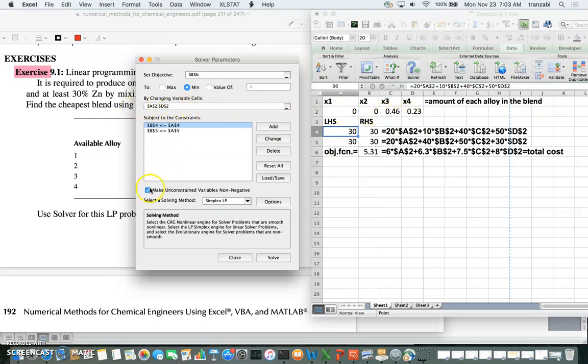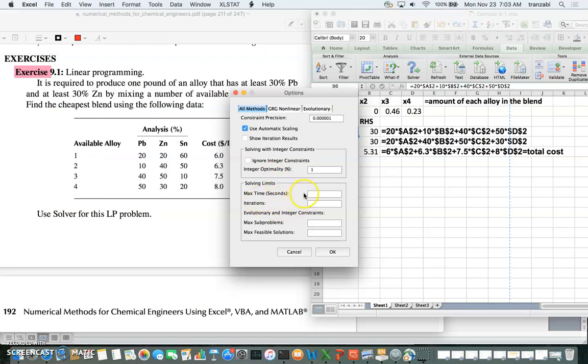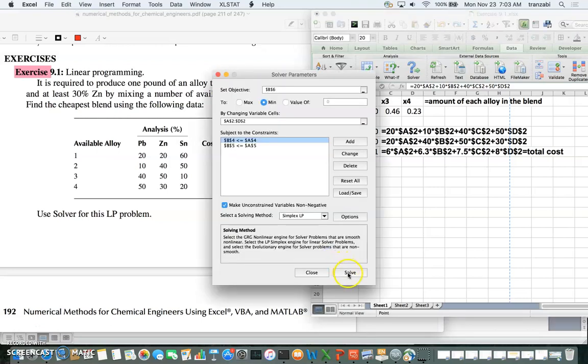So here are the variables. All of them are non-negative because they're the mass of the alloys, so those should be positive. Okay, and we're going to use the simplex programming option. I think you can set maybe 100 seconds just to make sure everything is in control. Okay, now we're going to go ahead and solve it.